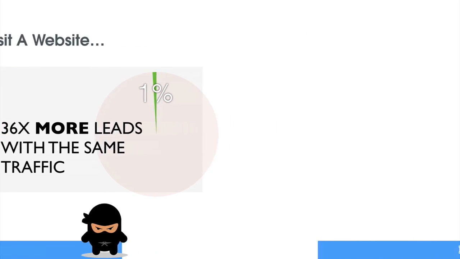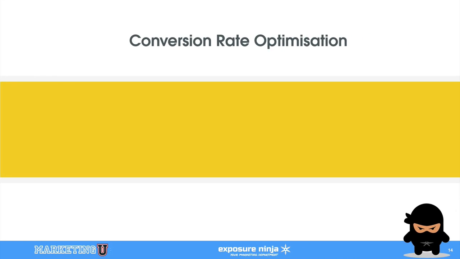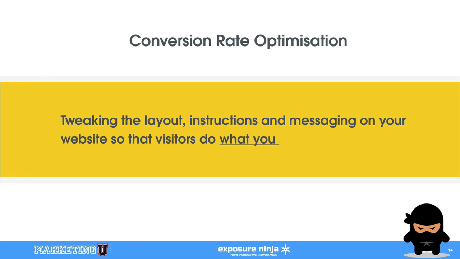So what is conversion rate optimization all about, and what are we going to be looking at in today's presentation? Well, basically it's about tweaking the layout, instructions and messaging on your website so that visitors do what you want them to do. Now, some of the things that we're going to be looking at today will seem obvious because they're so painfully logical. Just because they are painfully logical and they seem obvious doesn't make them any less important. And it also doesn't mean that you should gloss over them, because all of us are guilty of not doing the obvious.